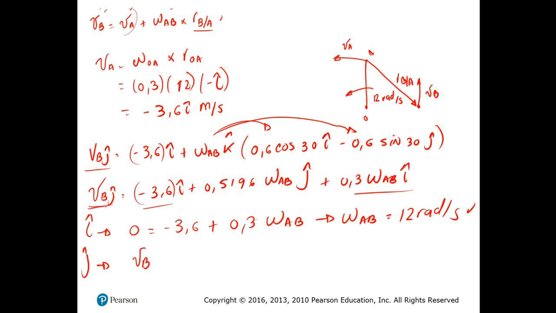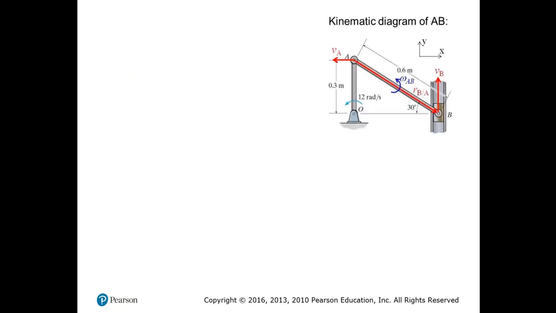So I got my first one, and now with the j's, V_B equals 0.5196 omega_AB, and I already have omega_AB, so I can plug that into the equation. Solving for V_B, I get V_B equals 6.24 meters per second. And that's about it. What you did at first, and that was critical, was to establish a direction for each one of your unknowns so you can start playing with the equation.